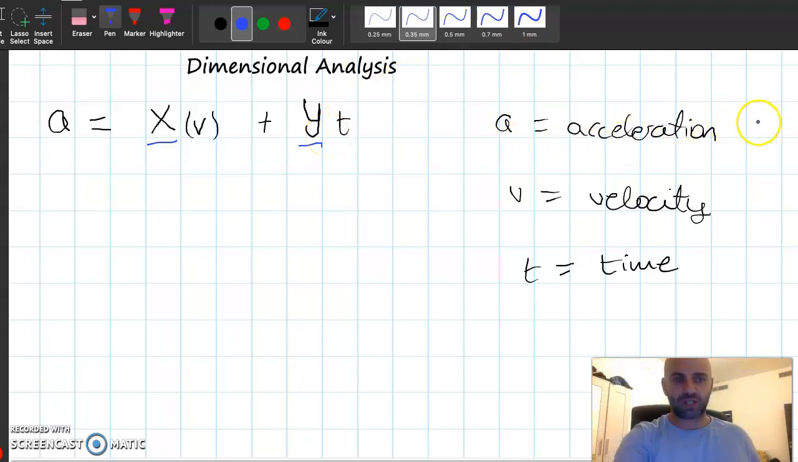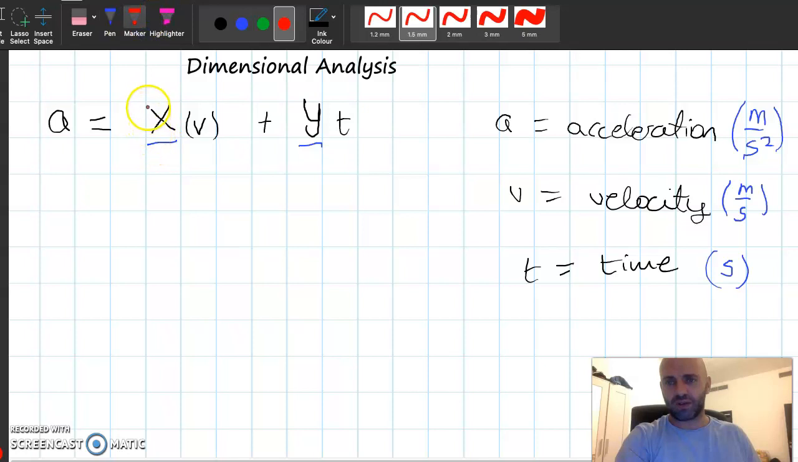So a is acceleration. We know the units of acceleration are meters per second squared. v is velocity, and that's in meters per second. And t, of course, is time, and that is in seconds. So the problem we have to do is to determine or figure out the quantities x and y.